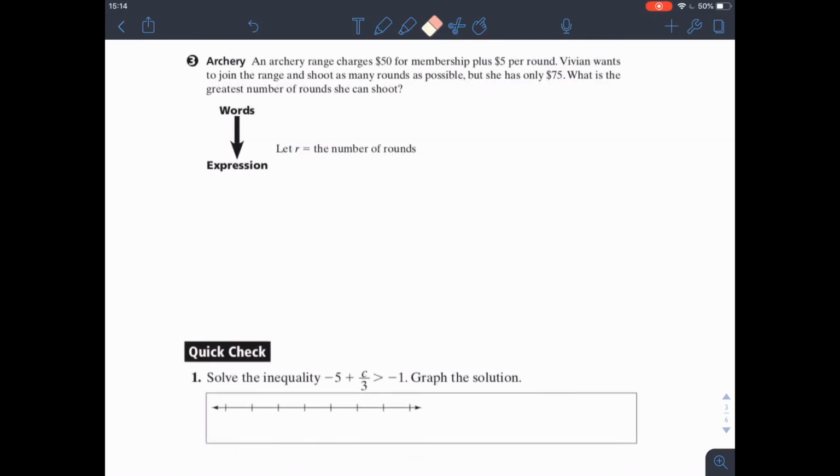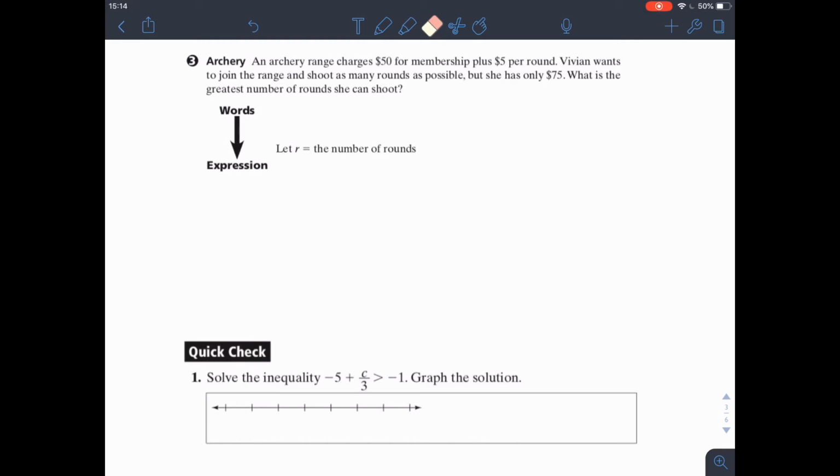An archery range charges $50 for membership plus $5 per round. Vivian wants to join the range and shoot as many rounds as possible, but she only has $75. What is the greatest number of rounds she can shoot? We're going to use some words to try to write an inequality first, and you can use the letter R to represent your number of rounds.